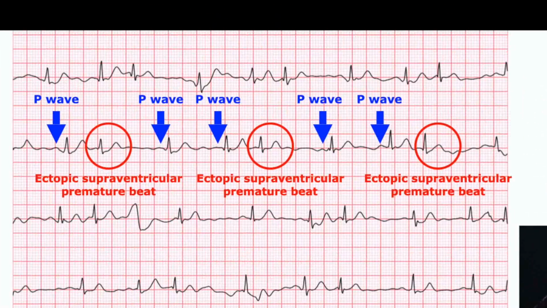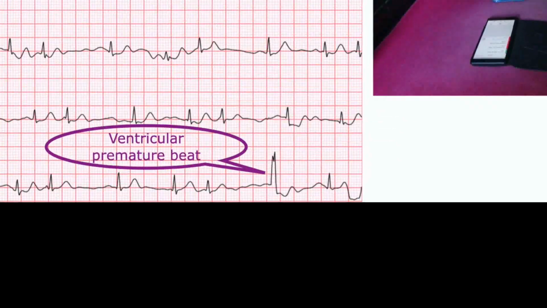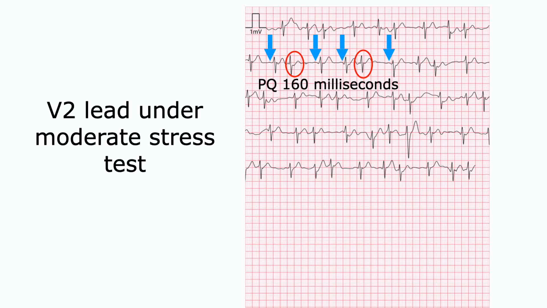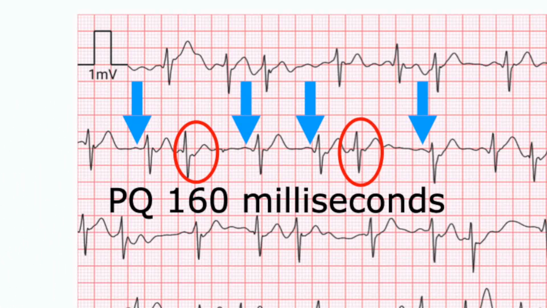At the first occurrence, frequent, up to 10-15 per minute, supraventricular premature beats and 1 ventricular premature beat were detected. Rather than applying a 24-hour Holter electrocardiogram monitoring device, the patient underwent 1 lead V2 monitoring during moderate stress test, maximum heart rate below 130 beats per minute. The supraventricular premature beats did not remit under physical stress.